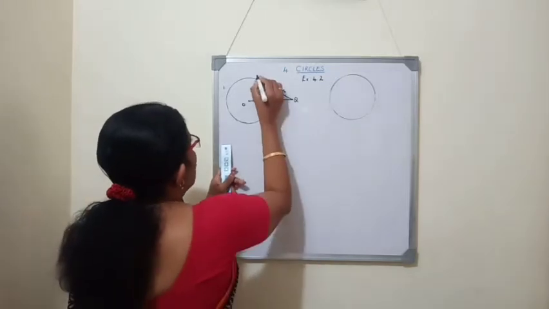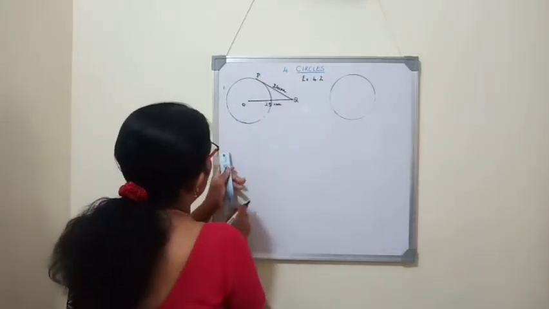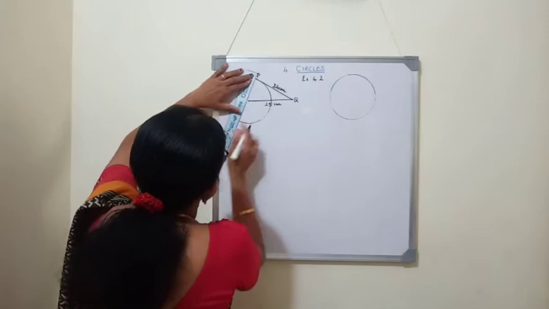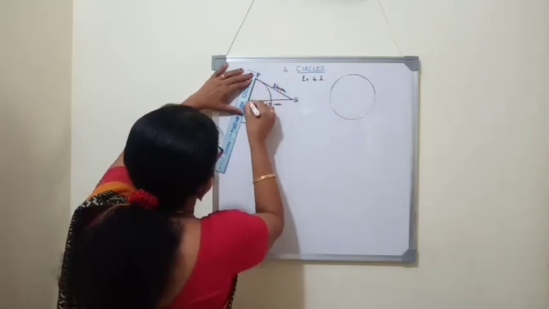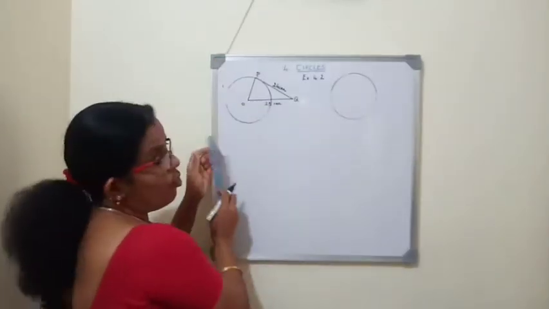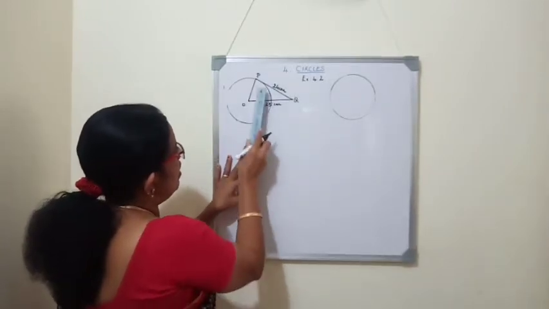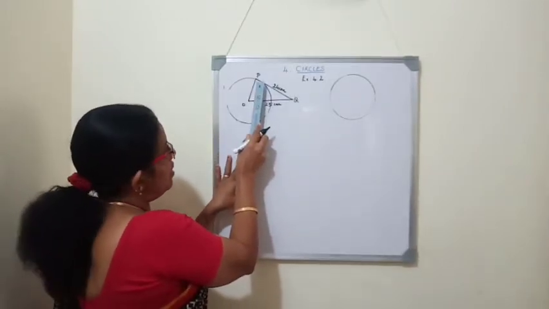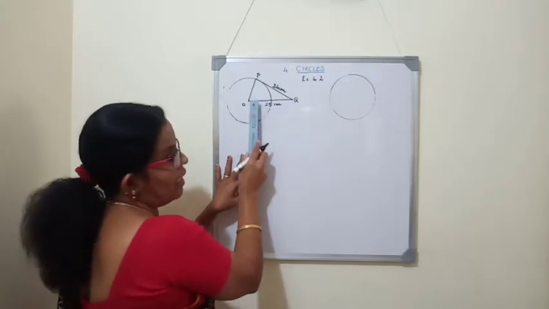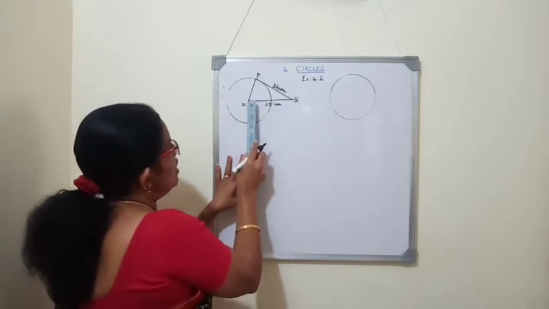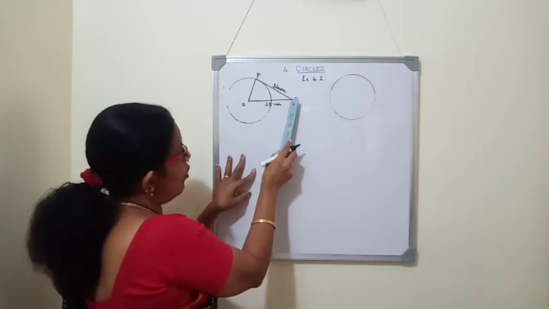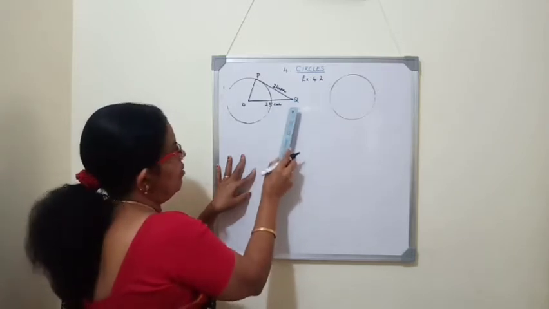So here I will mark the point P. Now we will join OP. So now here OP is the radius, PQ is the tangent, P is the point of contact. We have to find out the radius of the circle. The distance from the center to the external point Q is 25 centimeter.